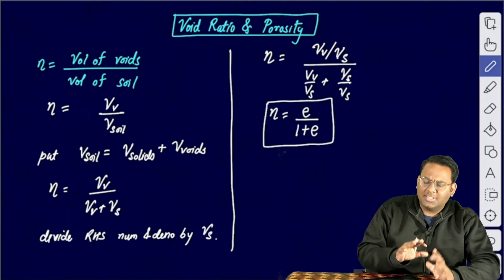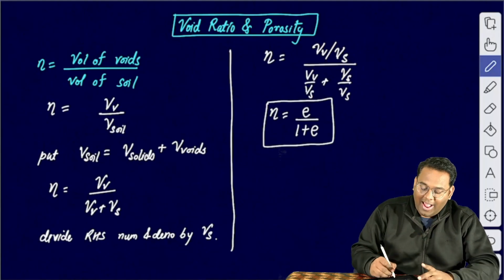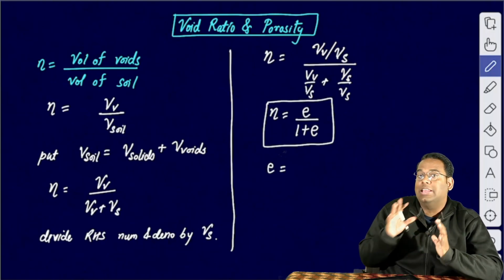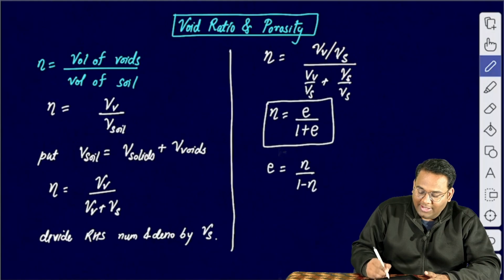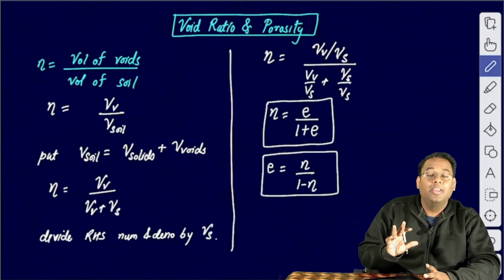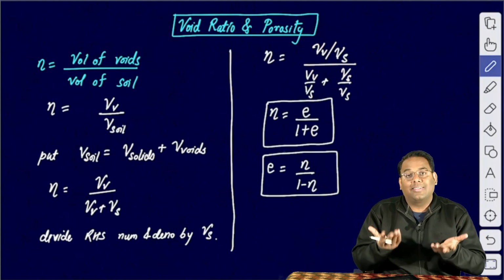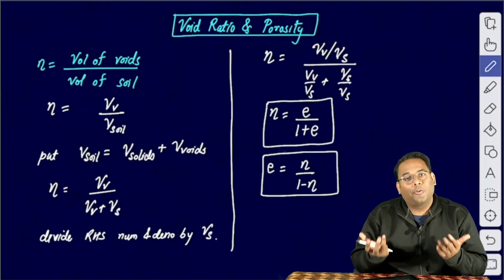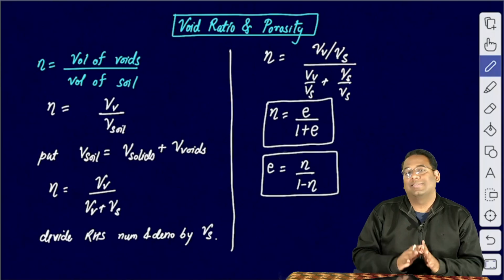Now if you put eta on the left hand side and rearrange this, the formula for e will come out to be equal to eta upon 1 minus eta. So see, both the forms are the same. You can remember the formula in either of the two ways, that is up to you, if you want to remember both formulas. But yes, both the formulas can be easily derived using such simple concepts.